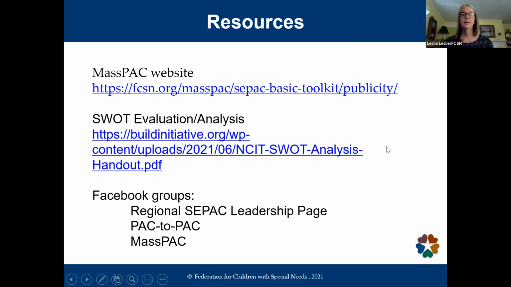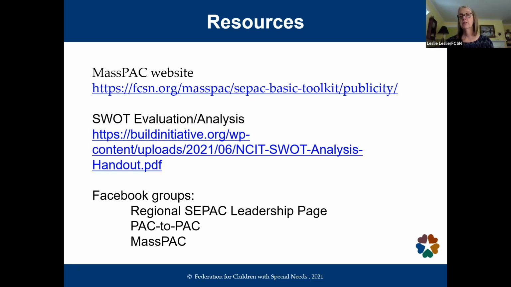So I have a couple of resources here. There's the MassPAC website. We have within the SEPAC basic toolkit a section on publicity, so you can read about that. It covers a lot of the different ways that I've talked about today to communicate. If you've never done any kind of an evaluation of anything that you do, maybe start simple with a SWOT analysis. What are the strengths, weaknesses, opportunities, and threats that you've encountered with anything? Document those, talk about them, and it's a flow of continuous feedback, so that you use the information to improve and move forward. So that's just a really quick, simple way, if you've never done one, to have a tool.